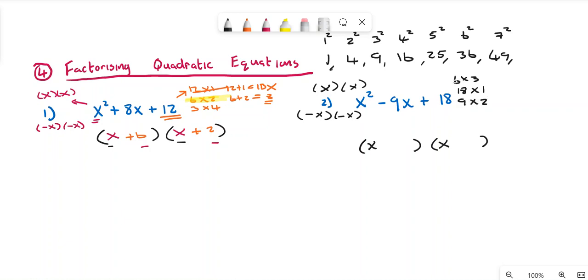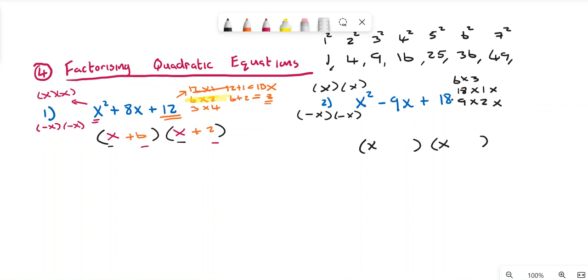Okay, and then we want to think about, if we add or subtract the numbers, we should get this number here. So 18 plus 1 would give us 19, or 18 minus 1 would give us 17, so it's not going to be these ones here. Okay, so it's not these. 9 plus 2 would give me 11. 9 minus 2 would give me 7, so again it's not this one here. So it's going to be this one here.